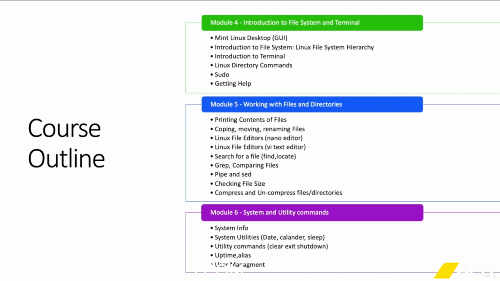In the next module, we are going to look at how we can print contents of a file, how we can copy, move, rename. Then we will look at different kinds of editors in Linux, like the nano editor, vi editor. Then we are going to see how we can search for files and directories, how we can locate them, how grep command works. Then we will see the pipe command, sed command. Then we will see how we can check the file size, how we can compress and uncompress files.